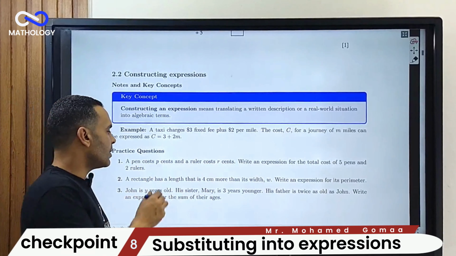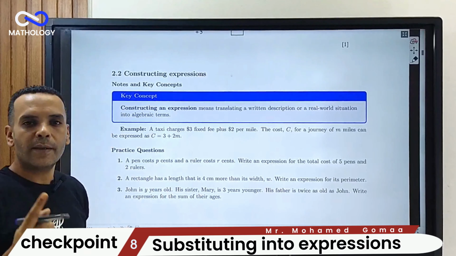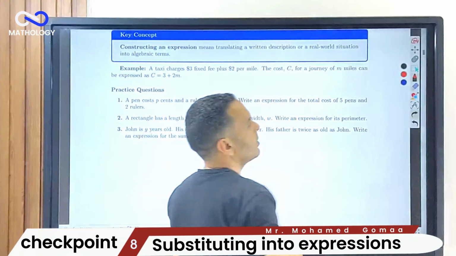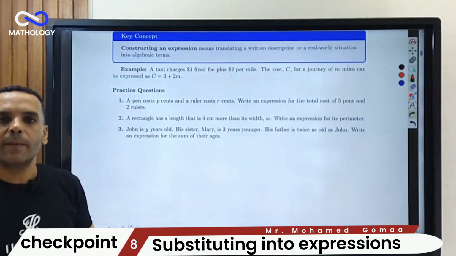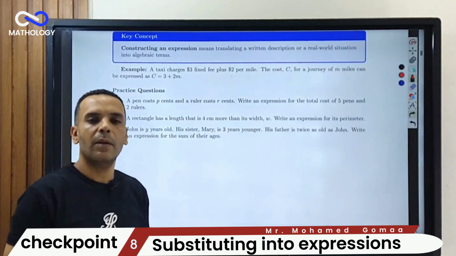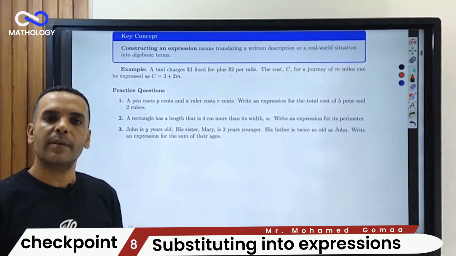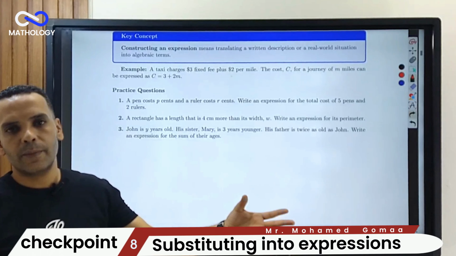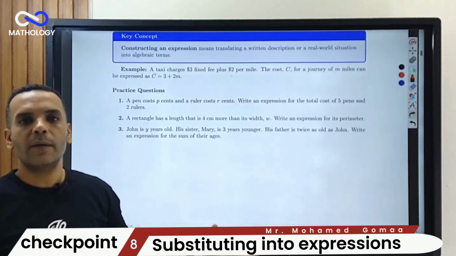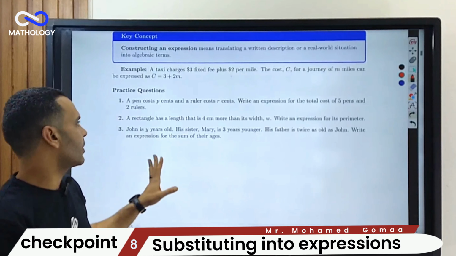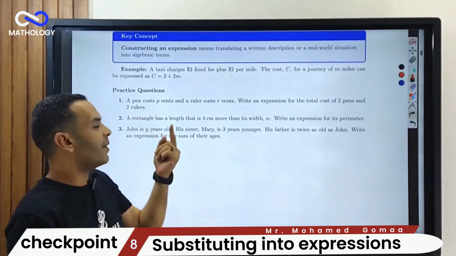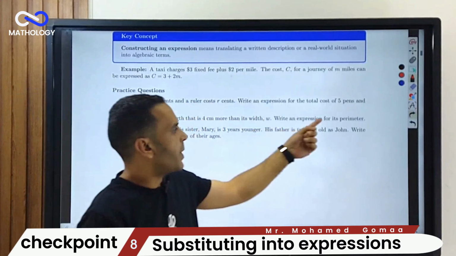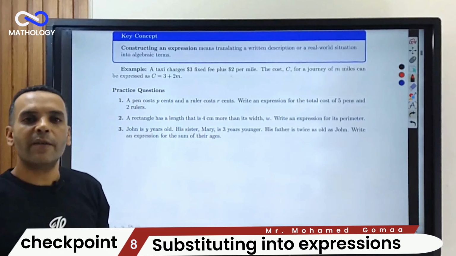A pen costs p, okay? The price of one pen is p. What about the price of 2 pens? It will be 2p. The price of 5 pens, it will be 5p. The price of 1 million pens, okay, it will be 1 million p. So if the price of 1 pen equals p cents, the price of 5 pens will be 5p.